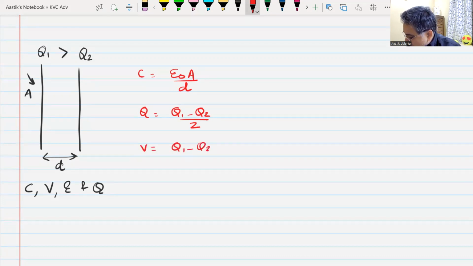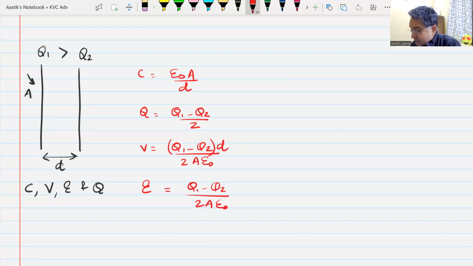Q1 minus Q2 by, instead of calling it 2C, you can call it as? Q1 minus Q2 by 2A epsilon naught into d. Correct. And what is the electric field E? Q1 minus Q2 by 2A epsilon naught.